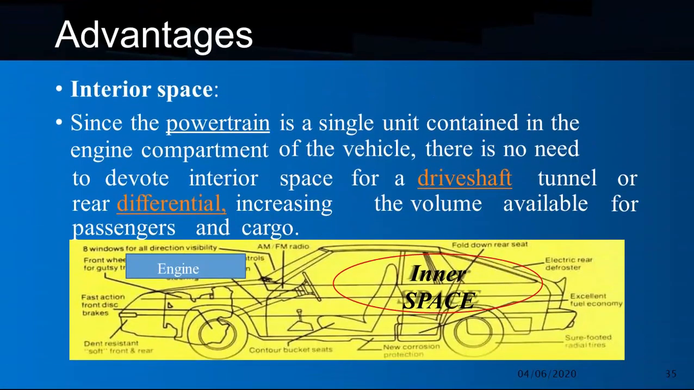Advantages. The first advantage is interior space, because all the components are mounted at the front, so we get more inner space. And since the powertrain is a single unit contained in the engine compartment of the vehicle, there is no need to devote interior space for a drive shaft tunnel or a rear differential, increasing the volume available for the passengers and the cargo, right?